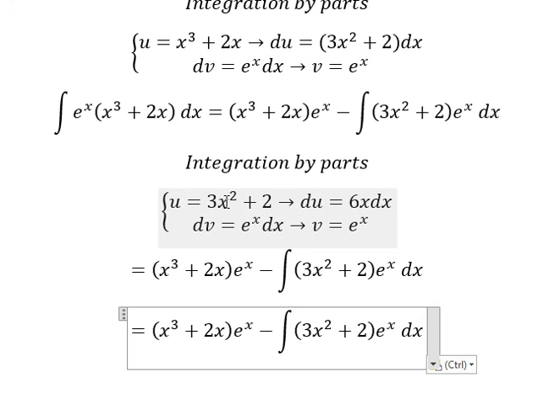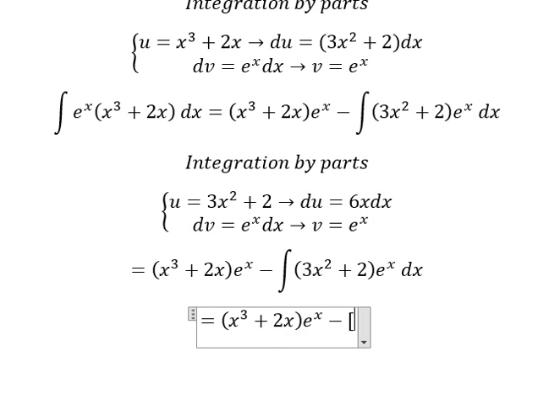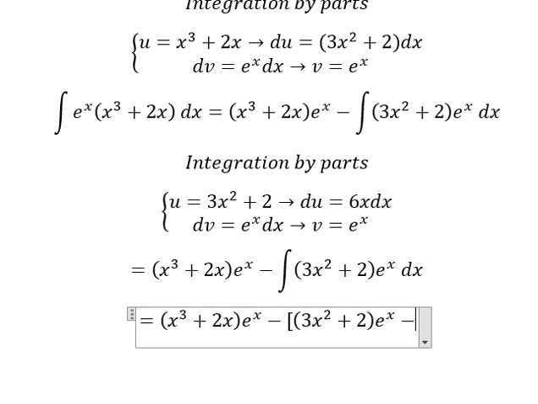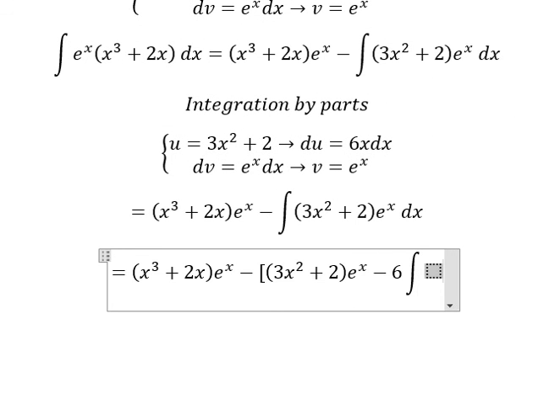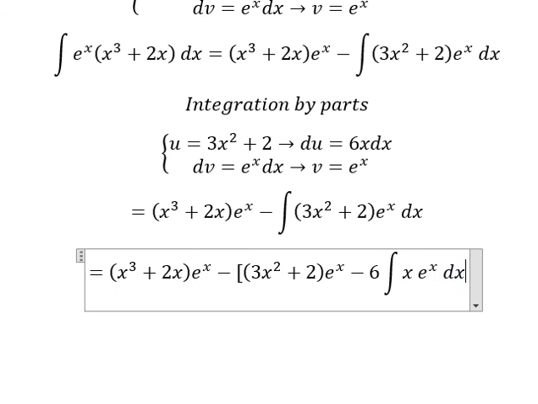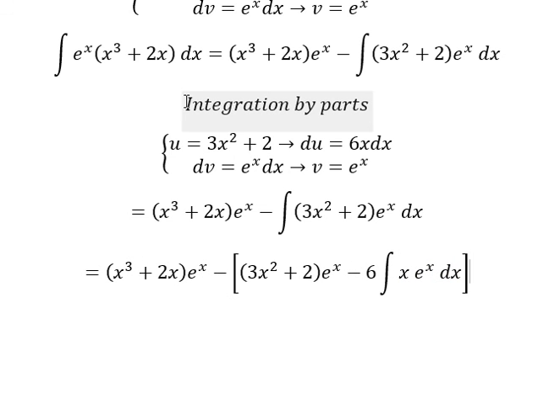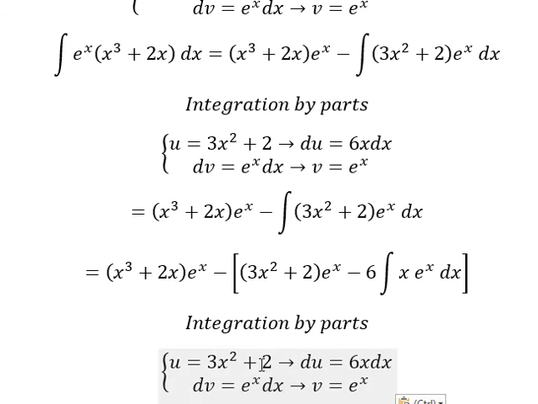So we have u multiplied by v, minus we have the u multiplied by v. So we put number 6 outside. Now we use integration by parts again, and this one is about s.